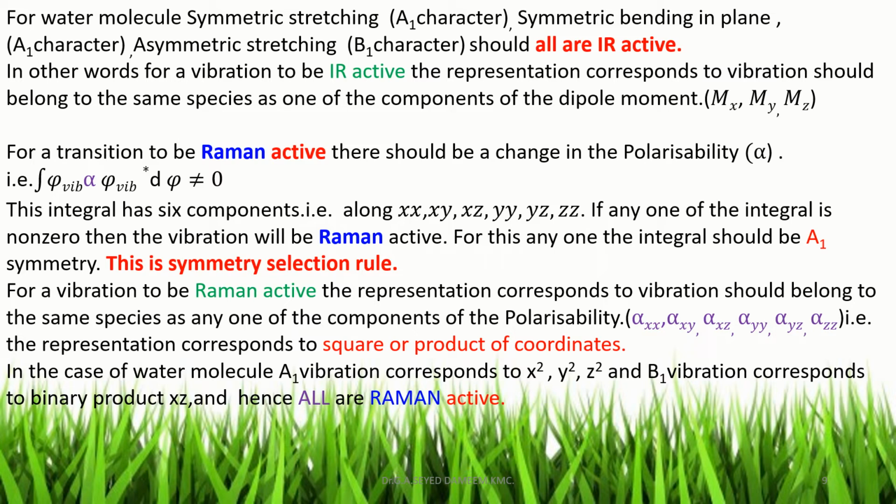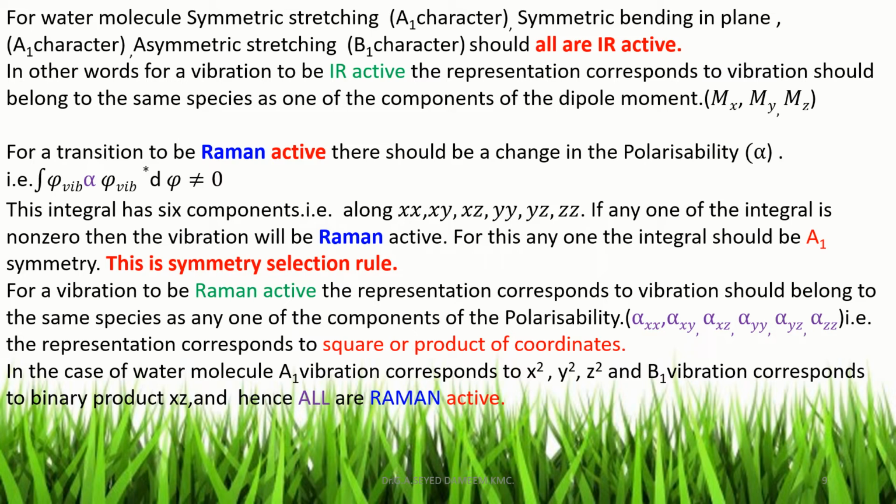For this, any one of the integrals should have A1 symmetry. This is called the symmetry selection rule. For a vibration to be Raman active, the representation corresponding to the vibration should belong to the same species as any one of the components of the polarizability, that is alpha xx, alpha xy, alpha xz, alpha yy, alpha yz, alpha zz. That is, the representation corresponds to a square of coordinates or a product of coordinates.